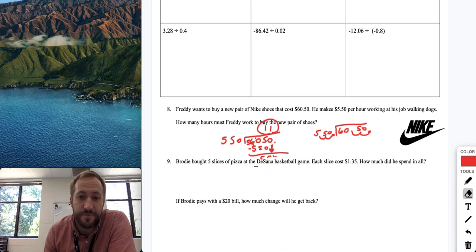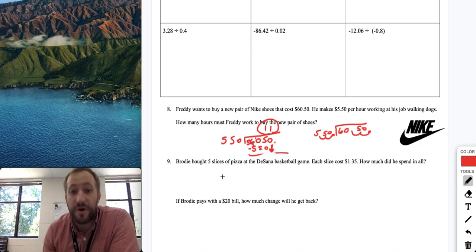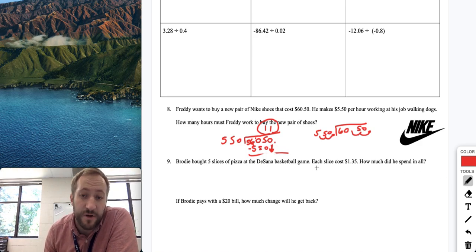Let's see, give this bit an erase. So look at the next problem. I have Brody bought 5 slices of pizza at the DeSanta basketball game. Each slice cost $1.35. How much did he spend in all? Every slice costs $1.35. He bought 5 slices. I'm going to multiply the cost of each slice by the number of slices he bought.